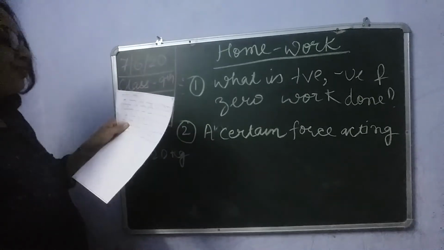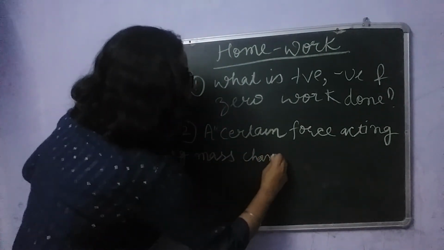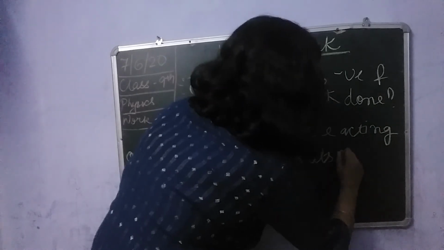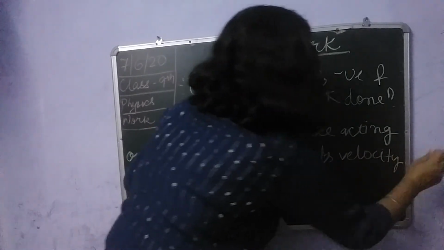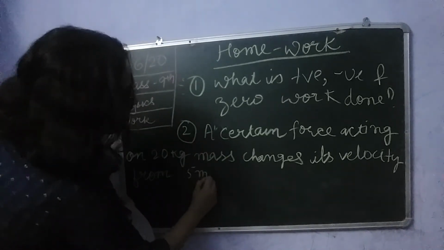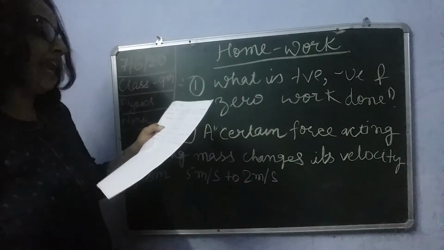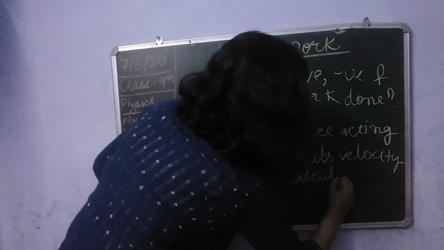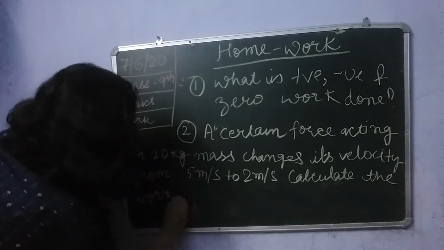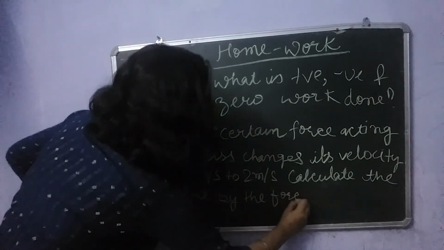20 kg mass changes its velocity from 5 meter per second to 2 meter per second. Calculate the work done by the force.